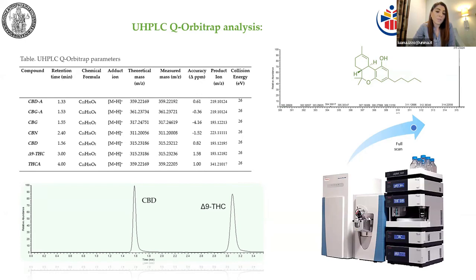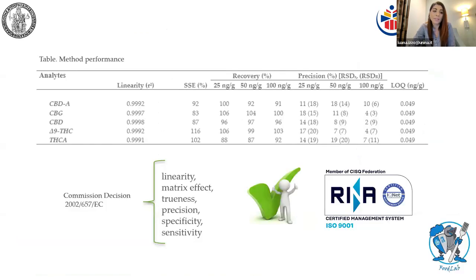Note that the CBD and the THC have the same mass, the same theoretical mass. And with the Orbitrap, we can separate these two compounds by the retention time, because the retention time of these compounds is different.